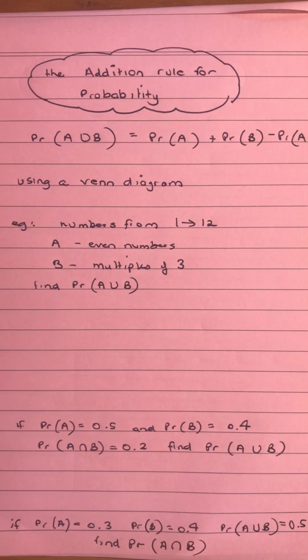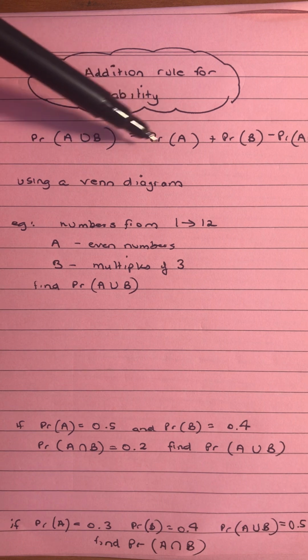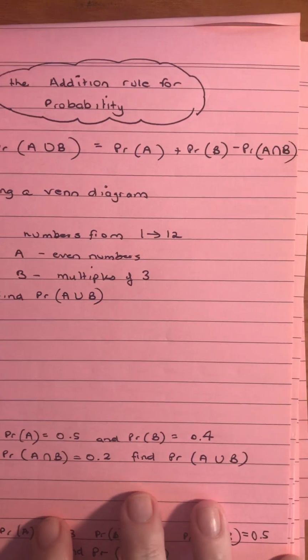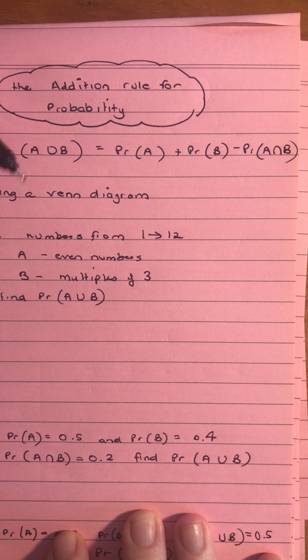Looking at the addition rule for probability. The addition rule is that the probability of A union B is equal to the probability of A plus the probability of B, take away the probability of A and B. We can also say that as the probability of A or B. Now we can use a Venn diagram to do this.